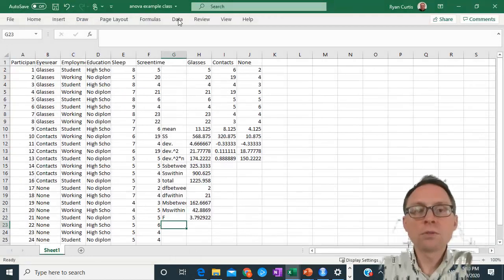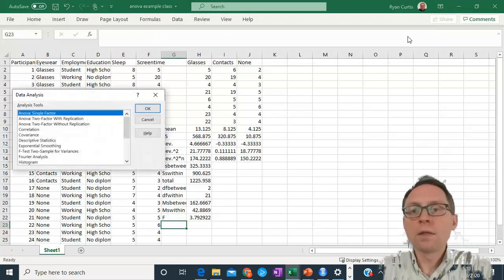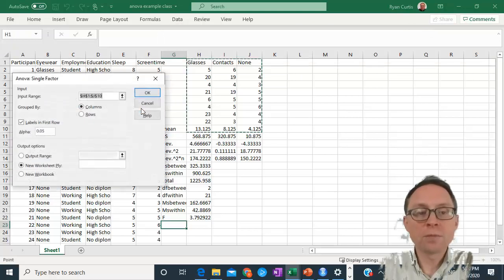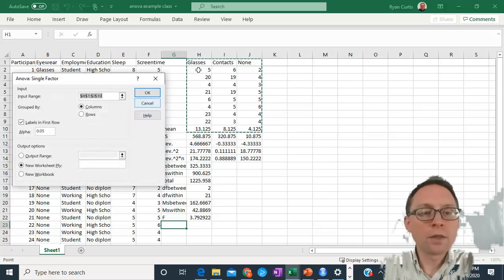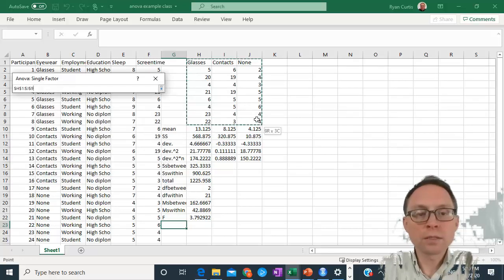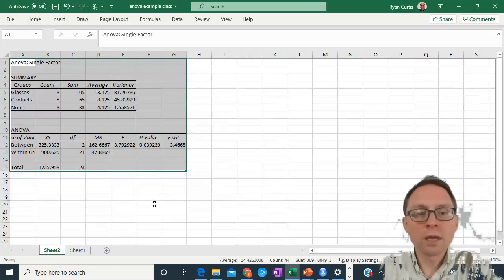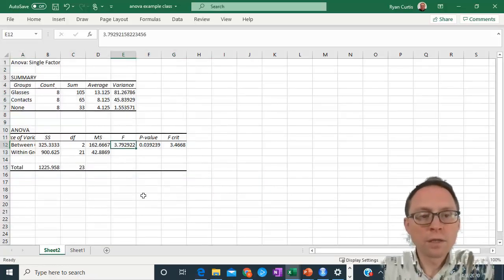Now, if you wanted to do it just on Excel, here's how you would do it. You'd go to data and then data analysis. ANOVA, single factor, factor means independent variable in this case. You select the area that you want to use, and so I'm going to select, I don't select the means, just the raw scores. I have labels, and when I do this, there it is, 3.792922. That is exactly what we got before.